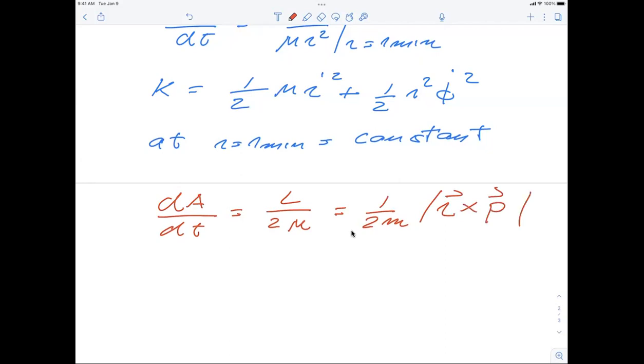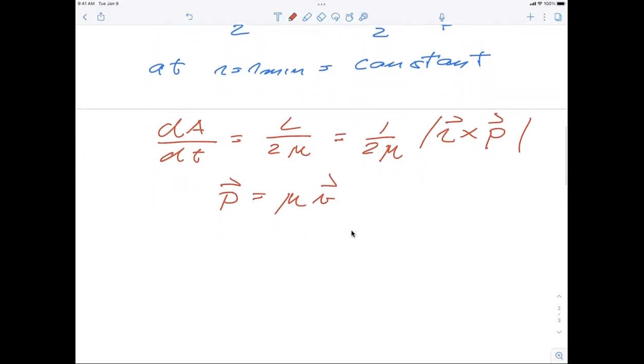And we know that p, the momentum, is, sorry, this should not be m, it should be mu. This is just given by mu times the velocity. So if you plug that in, this quantity, the angular momentum divided by 2 mu, we can drop the 2 mu, so that is 1 over 2, and then I have a mu here, so I get 1/2 times r cross v.